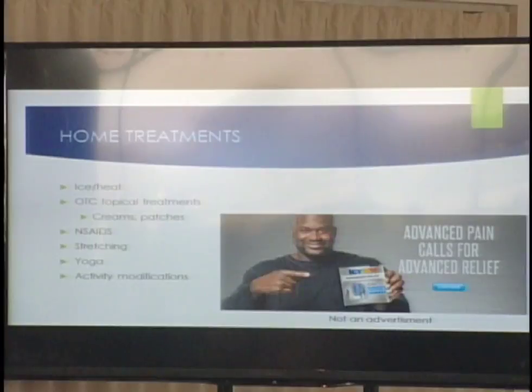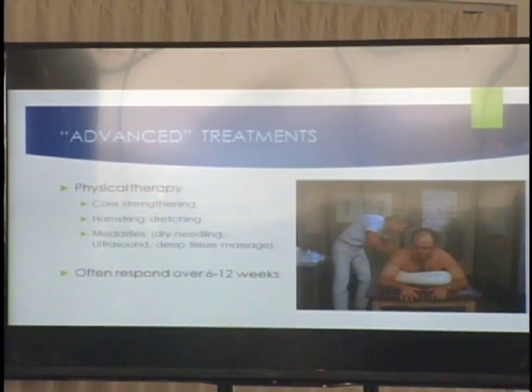So anti-inflammatories, stretching. Yoga is actually very good. You don't have to do yoga, but that's not an uncommon question, and I think that's an excellent way to strengthen and stretch. So activity modifications may be needed. Those are some general guidelines you can follow, even if you're not sure right away if there's a true structural problem, that really aren't going to lead to any harm to the kid.